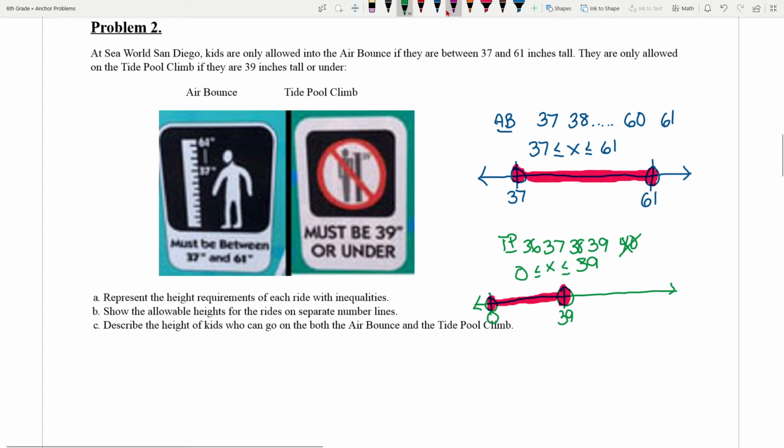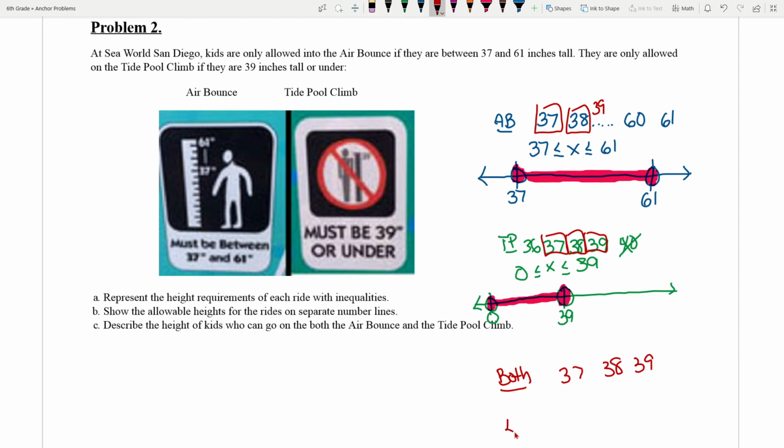And so when we look for where they are intersecting, where are the kids that can go on both the air bounce and the tide pool climb? Well, we know 37 works on both. We know 38 worked on both. And we know 39 works on both. If you look at this number line, you can visualize that between 37 and 39 is where it's true. And so for both, I would make the argument that you have 37, 38, and 39.